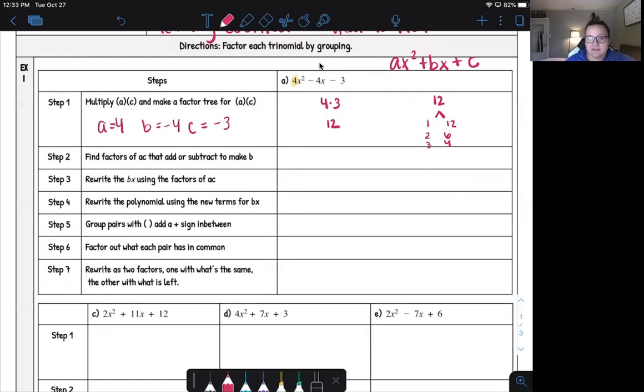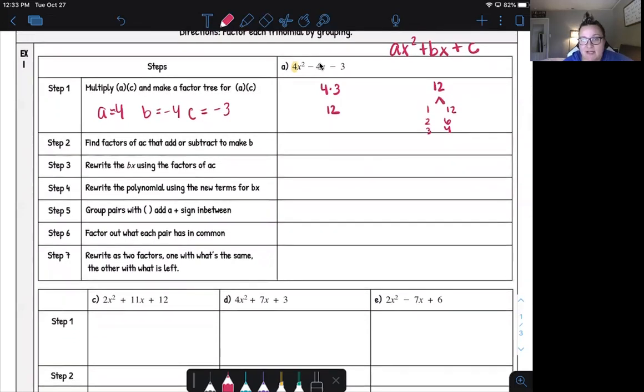So now in step 2, we need to find factors of a times c that add or subtract to make b. So factors of 12 that add or subtract to give us -4. Well, I can't add or subtract 1 and 12 to get 4. I can definitely add or subtract 2 and 6 to get 4. And then I can't do it with 3 and 4. So we're going to use 2 and 6.